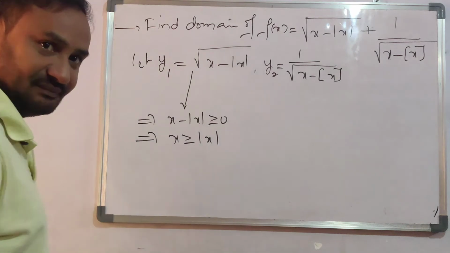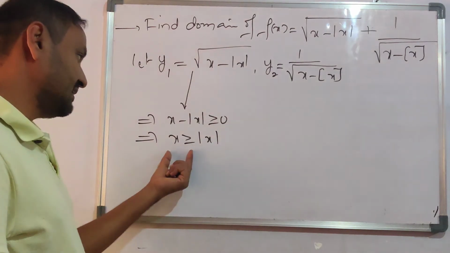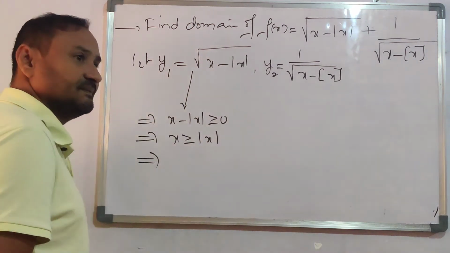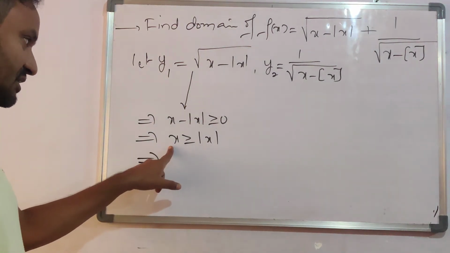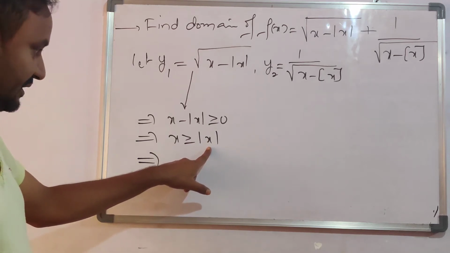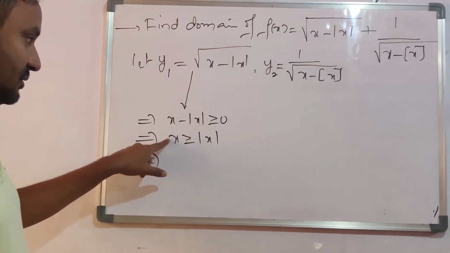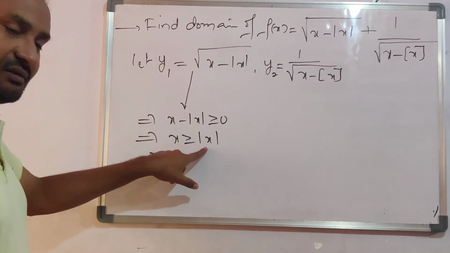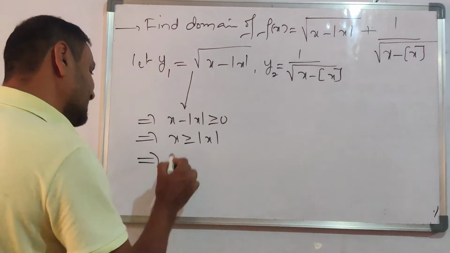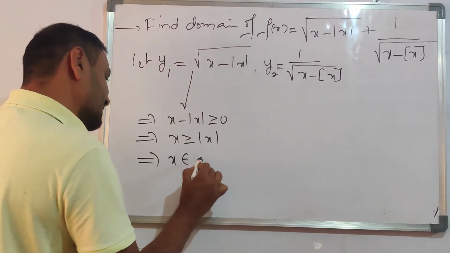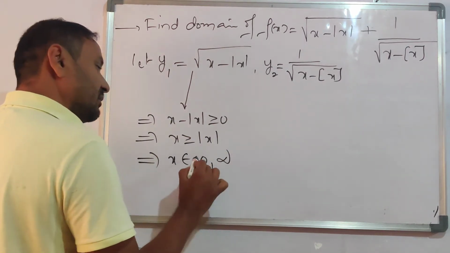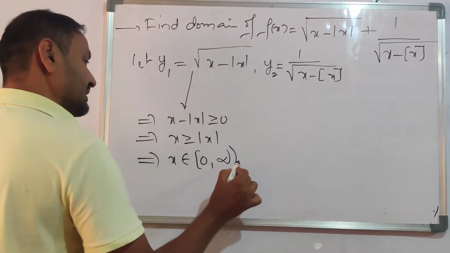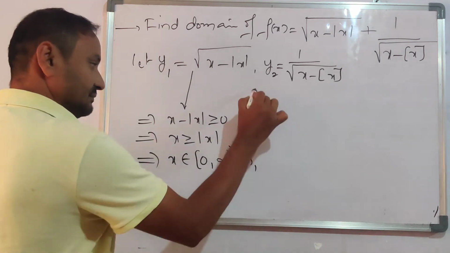When is it possible? So here only positive values, 0 to infinity, exist. Suppose x equal to 2, 2 greater than or equal to 2, fine. x equal to minus 2, minus 2 greater than or equal to 2, possible? No. So that's why x belongs to 0 to infinity only. This is a closed interval. So this I am taking as D1.